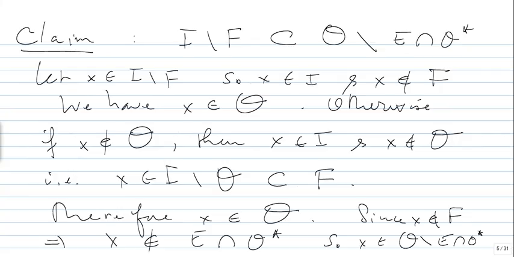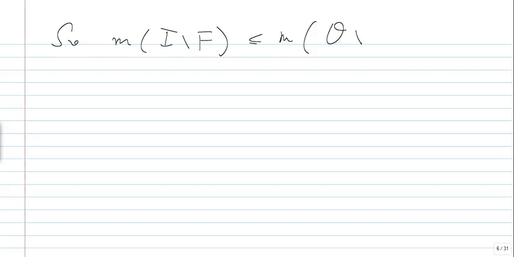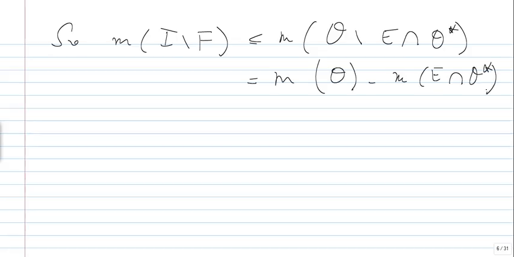Okay. So we proved the inclusion, therefore the measure of I minus F is going to be less than the measure of O minus E intersect O star, which is equal, because here everything is measurable. These sets are all measurable. O is open, so it's measurable, minus the measure of E intersect O star. And remember that the measure of E intersect O star was bigger. So this is less than the measure of O, measure of E plus epsilon.